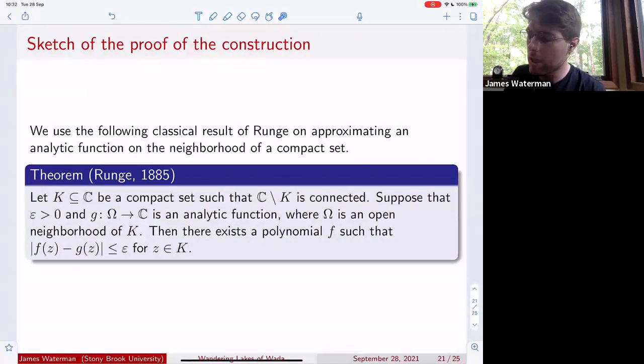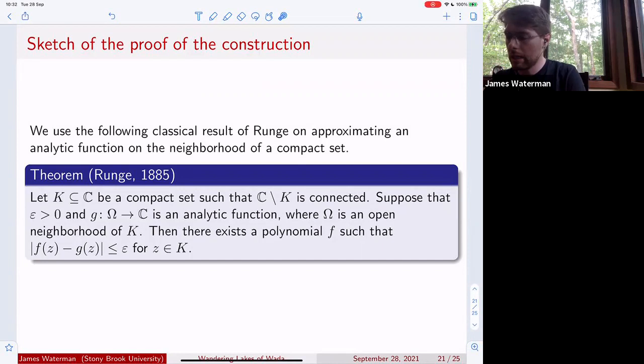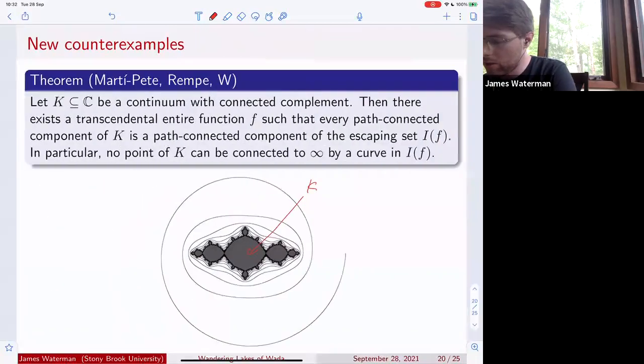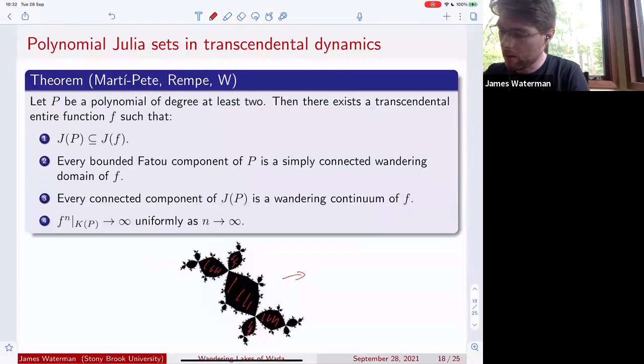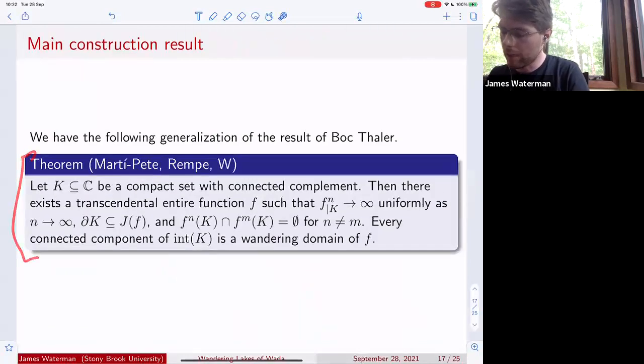So as a general sketch of our construction, what do we do? Well, overall, this construction follows similarly to Luca's result with, I suppose, two main differences. The first being that instead of looking at this simply connected domain, now we're changing focus and looking at this compact set.